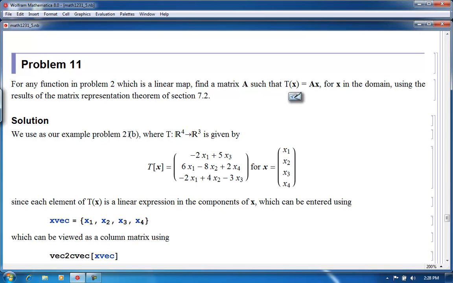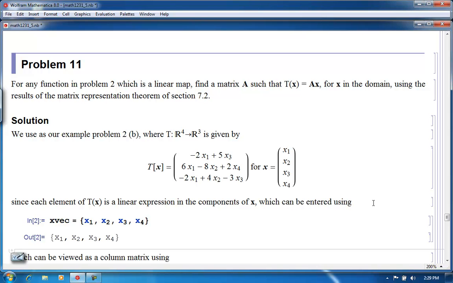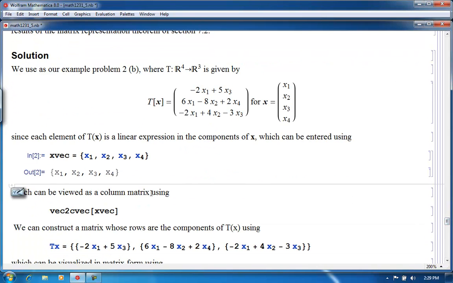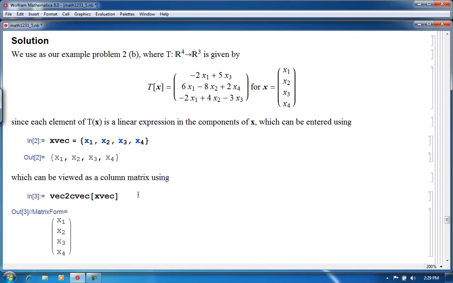We'll use as our example problem 2b, where T is the mapping from R4 to R3 given by this, where X is this four-dimensional vector here. And we can see that each entry of T of X is a linear combination of these four variables. So we establish this vector X, and we can visualize it as a column matrix using this.